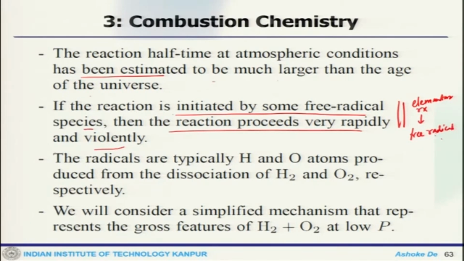So, as soon as they are formed, they would have a tendency to go towards some stable product and try to react with that and then form more radicals or some other product. That is where the elementary step reactions are important, where the free radicals will form and allow the reaction to move further. In this particular hydrogen-oxygen case, there could be H, O, OH as the radicals. Now, we will consider this simplified mechanism that represents the hydrogen-oxygen reaction at low pressure.